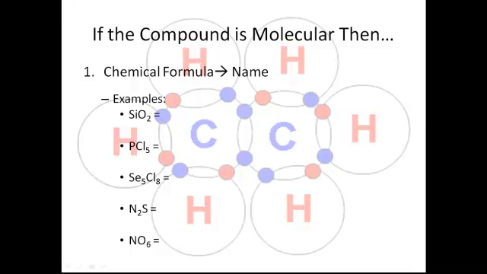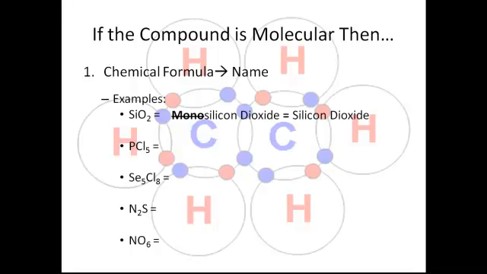SiO2, silicon and oxygen. If I put prefixes in front of each of those elements, I'd have monosilicon dioxide. But with that little catch, we can drop the mono as long as the mono is just at the beginning, the first element. We can drop the mono and just say silicon dioxide. So silicon, there's only one of those, must be, and dioxide, there are two.